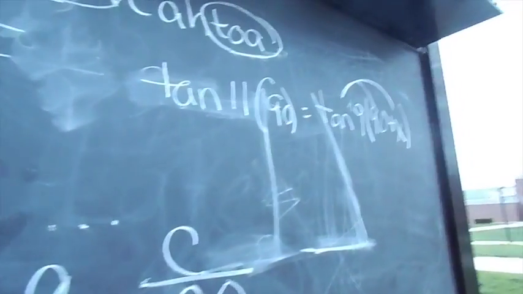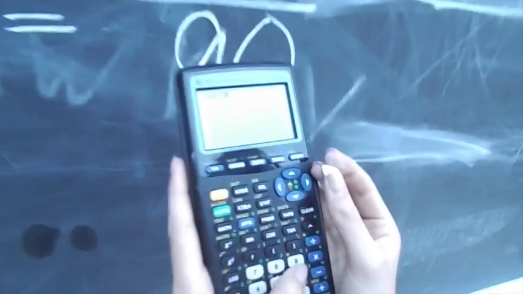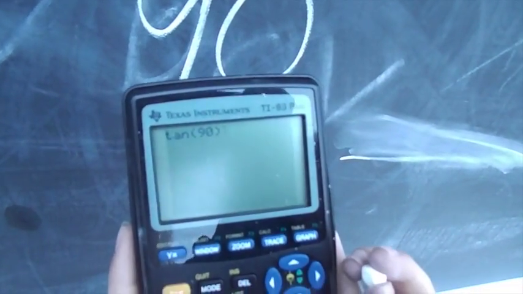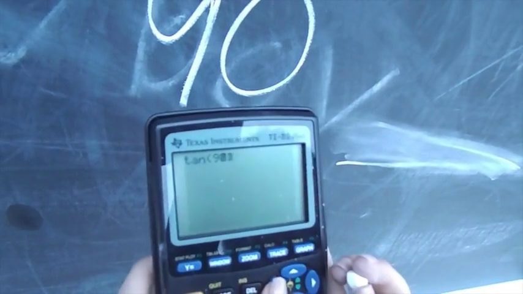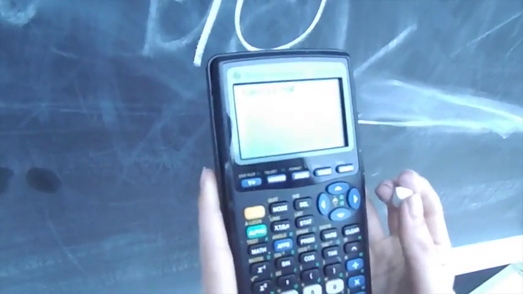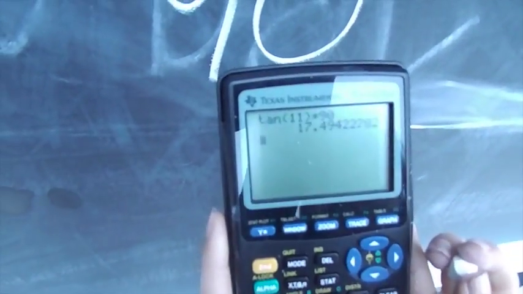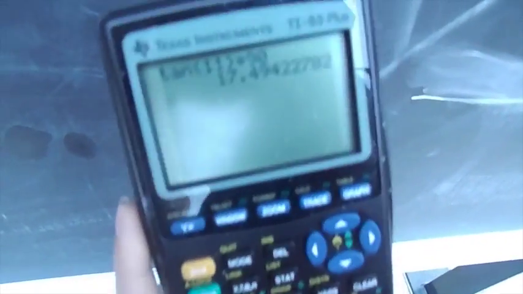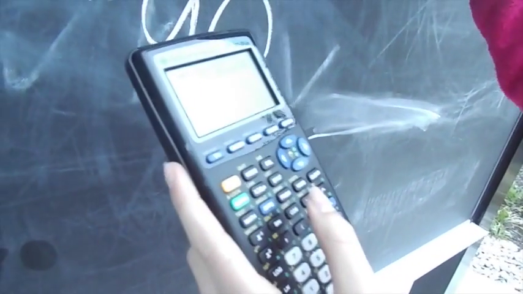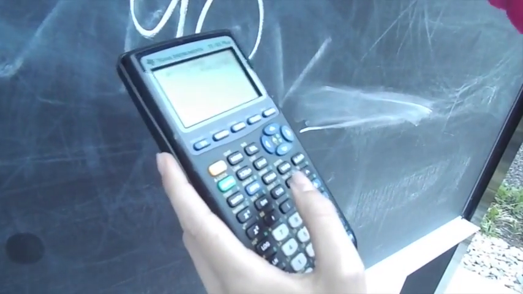So tangent. Can I record this? Yeah, tangent of 11 times 90 equals 17.49. So 0.5 because of rounding rules.